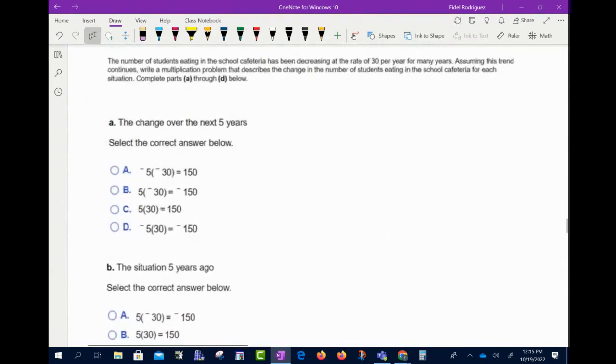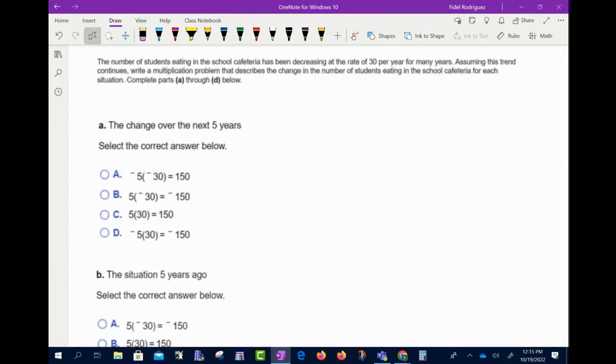Okay, so now let's take a look at this next problem here, and it says, the number of students eating in the school cafeteria has been decreasing at the rate of 30 students per year for many years. So first of all, y'all, when it tells me it's decreasing, that doesn't mean it's going up. That actually means it's going down. So I'm going to think of that 30, y'all, as a negative 30 because, again, it's decreasing, right?